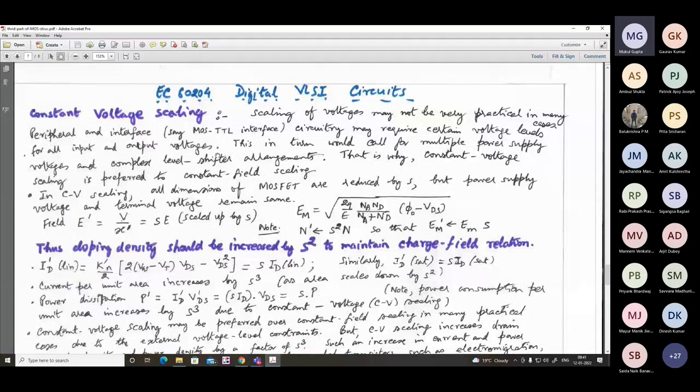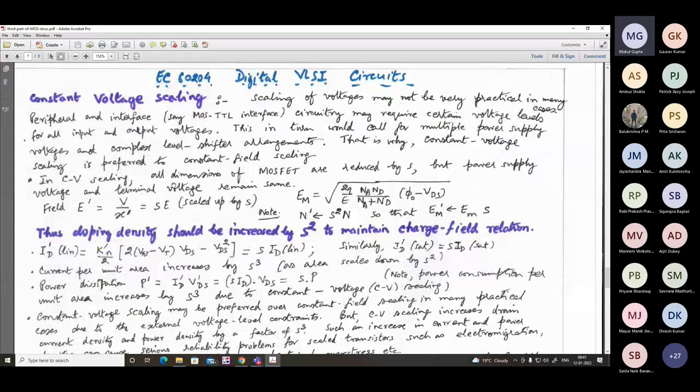Sometimes what people do is let the voltage remain the same. Although the physical dimensions are coming down, let the voltage remain the same. We do not tamper with the voltage. So then there is another type of scaling. It is called constant voltage scaling. Let us briefly see what the outcome of constant voltage scaling is, how the physical characteristics are affected when we keep the voltage the same, but reduce the dimensions of the length, breadth, width, thickness.